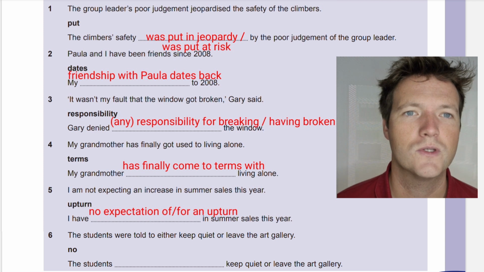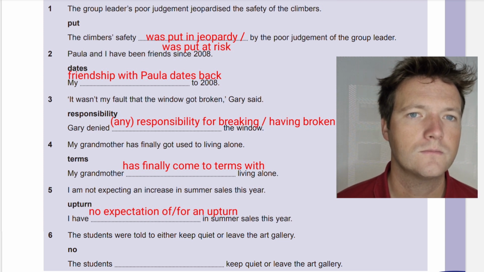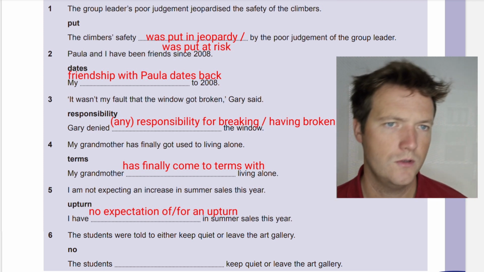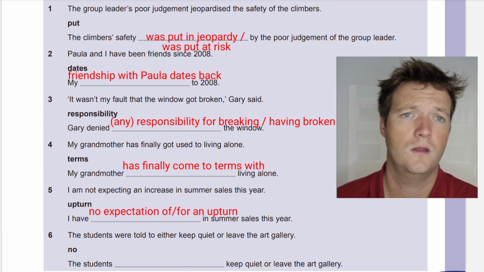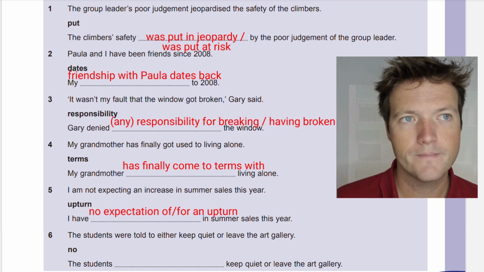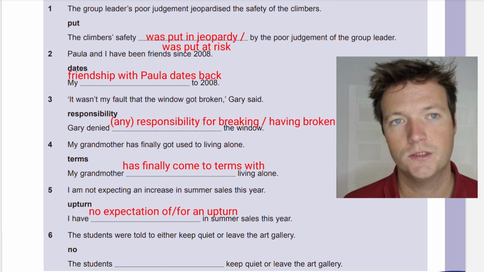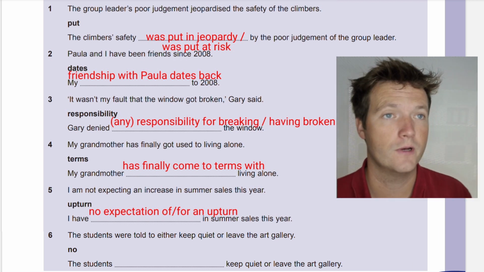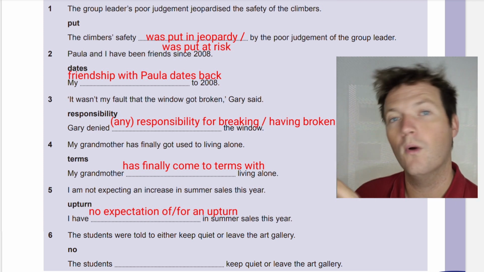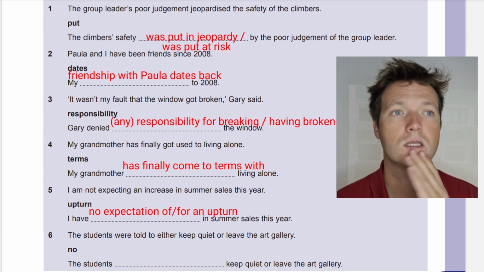So, number 6, the students were told to either keep quiet or leave the art gallery. No is the key word. The students, no, keep quiet, or leave the art gallery. So we're told to either is what we're missing. So they were given two choices, two options. No, keep quiet or leave the gallery. So there were no other choices, I suppose, right? There were just those two choices. Keep quiet or leave the gallery.